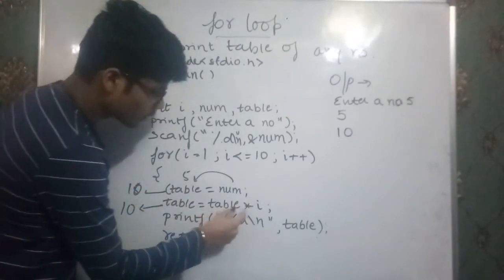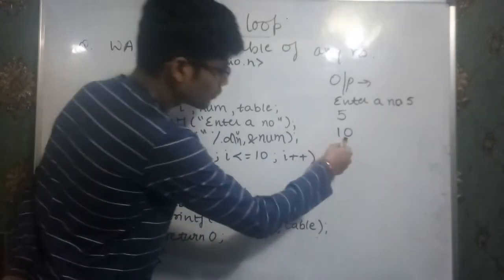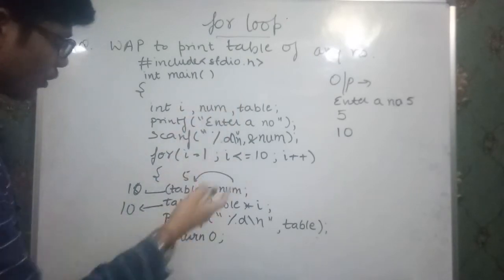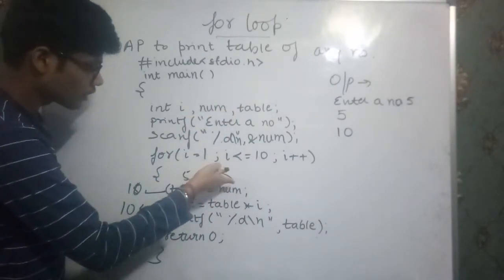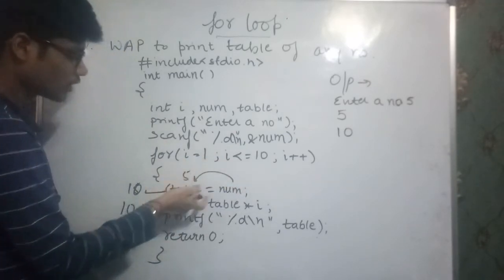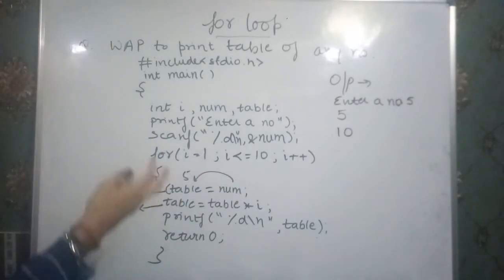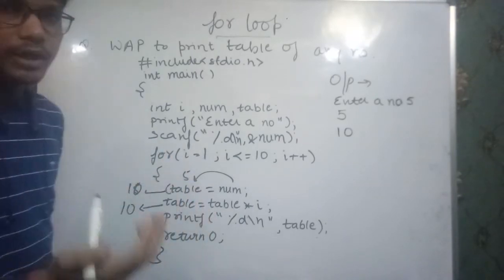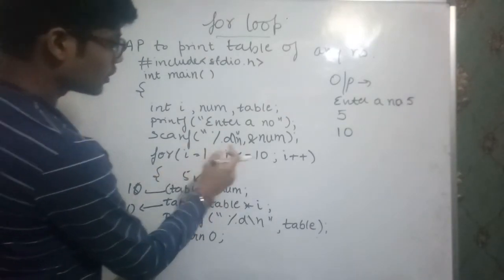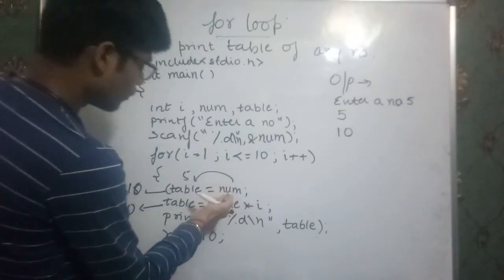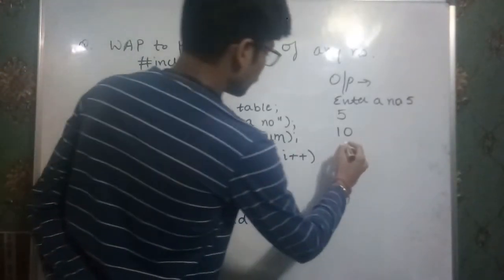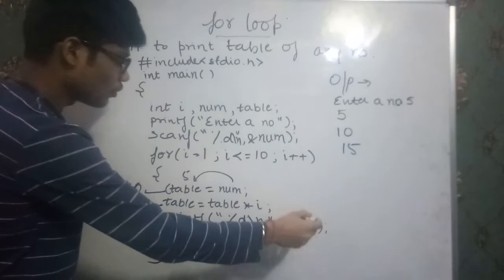If 10 were multiplied by 3, that would become 30, which would be wrong. That is why we are transferring the num value again and again to table, so that our table value won't get updated and printed again. So now i becomes 3, 3 is less than or equal to 10. Now num 5 will be transferred to table, and 5 into 3, that is 15. So like that it will go on.